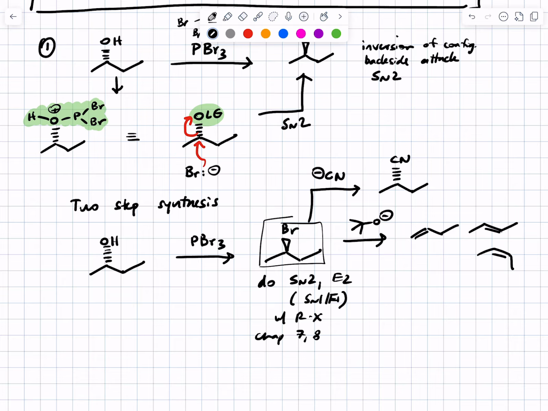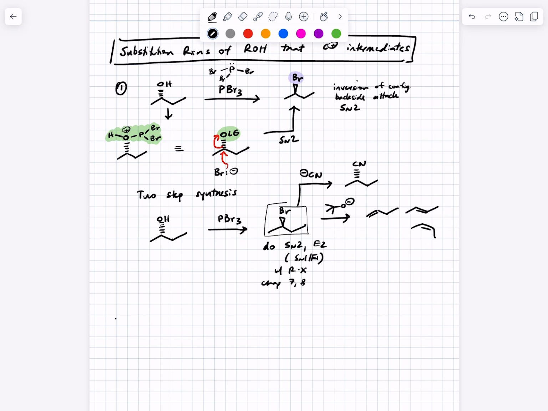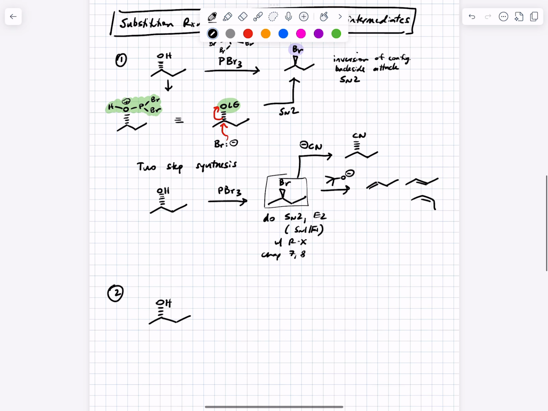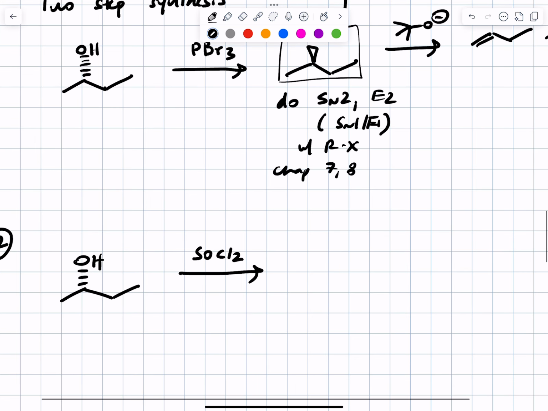Okay, so that's the first one. The second one is like unto it. It's basically exactly the same, only we're going to use a different reagent that's going to replace the OH with a chloride. So this reagent is called SOCl2. And for this reagent, we also have to include a base called pyridine.